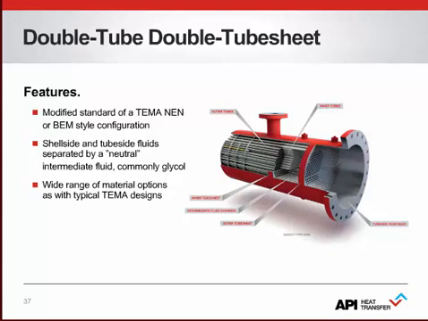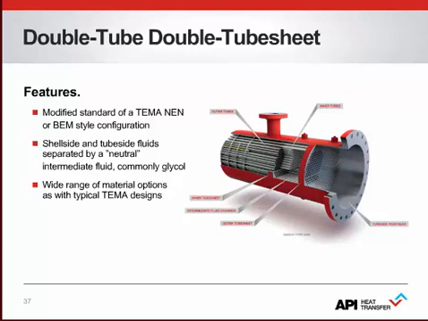As mentioned, the TEMA type NEN or BEM are the typical design basis, but process fluids are separated by a neutral intermediate fluid that serves as a barrier between potential cross leaks. The design basis consists of inserting a smaller OD tube inside a larger OD tube. There is a small annular space between the tubes that serves as a chamber for the intermediate fluid to be introduced. There's also an inner and outer tube sheet at each end, between which a chamber is also formed, continuous with the annular space between the tubes.